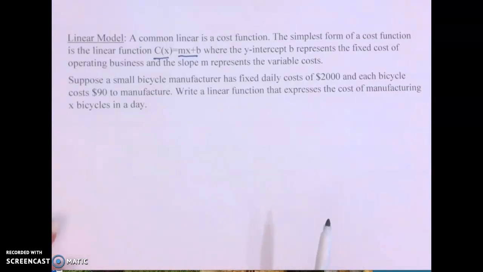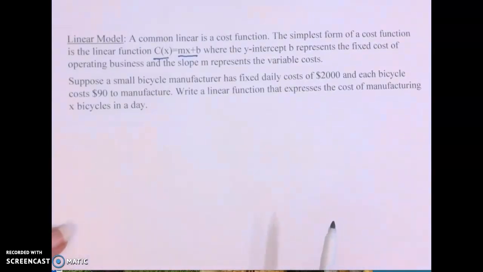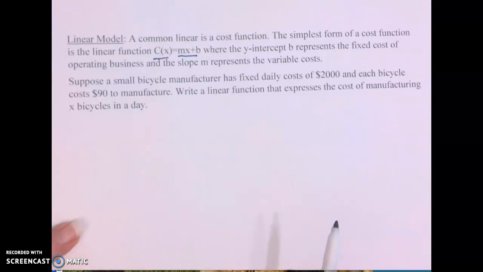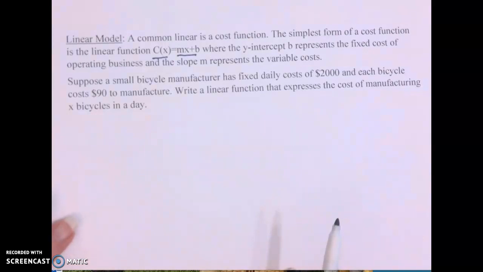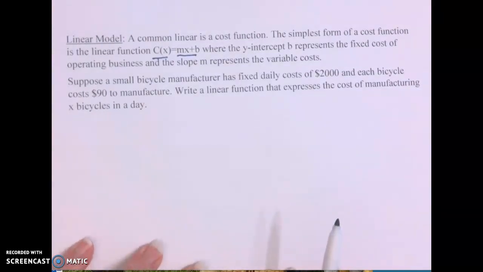So here's our context. Suppose a small bicycle manufacturer has fixed daily cost of $2,000. And each bicycle costs $90 to manufacture. Write a linear function that expresses the cost of manufacturing x bicycles in a day.